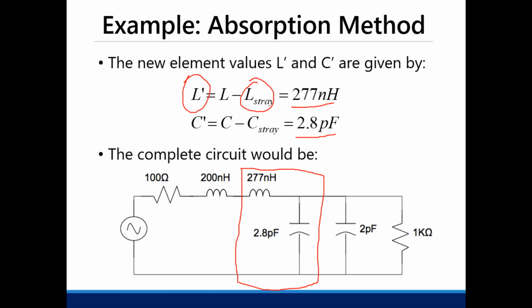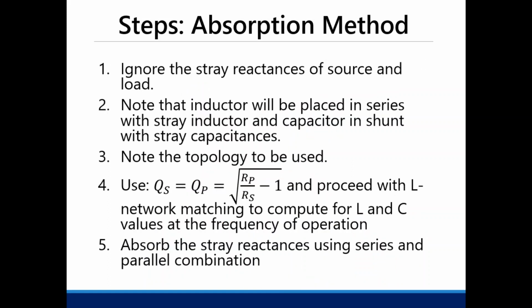So this is your absorption method. Basically, first you ignore the stray reactances, and then assume that they will be absorbed by your matching network. That's basically the steps to the absorption method. That's how you do the absorption method.